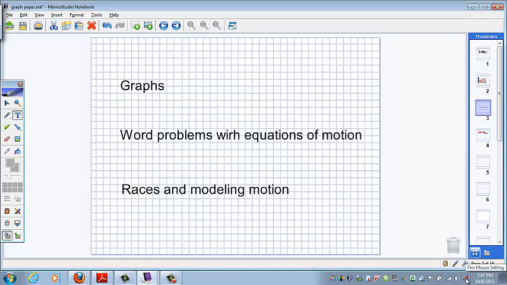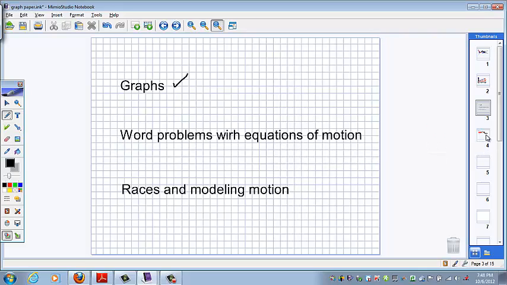Okay, you can really think of this test as being 3 completely separate sections. There's one section on understanding graphs and how distance, velocity, and acceleration are related, and we've dealt with that. Then the next section is about word problems using our equations of motion. And then finally there's a small section at the end where we have some sort of a race and we model that motion with our equations of motion. So graphs are complete, check. And now we're on to word problems with equations of motion.